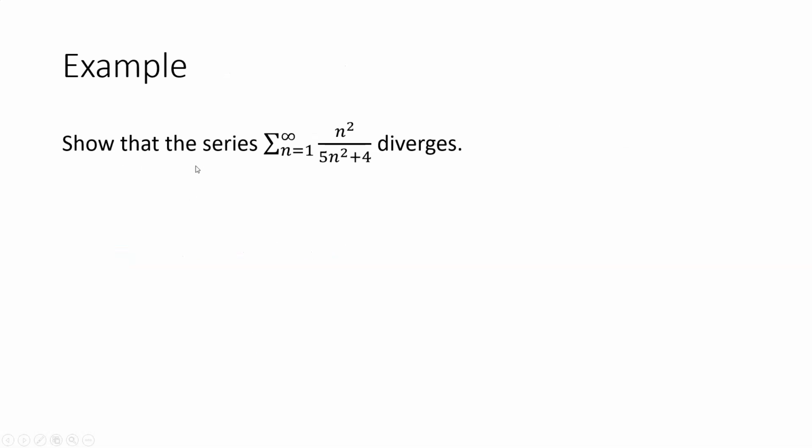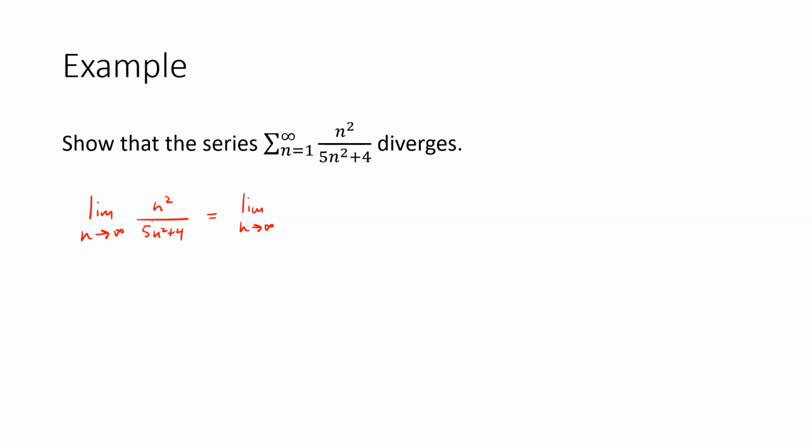Let's try an example here. Show that the series n squared over 5n squared plus 4 diverges. This is an example where if I were to just look at the terms of the series, n squared over 5n squared plus 4, and take the limit as n goes to infinity, what would we get?